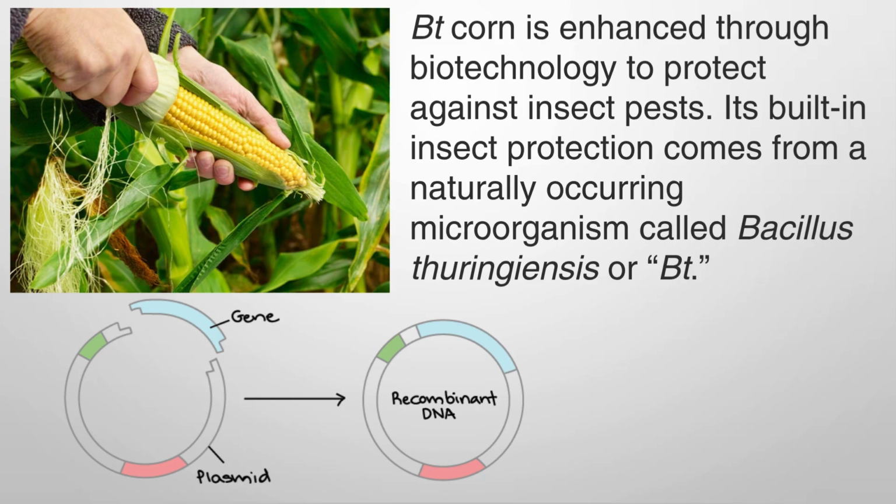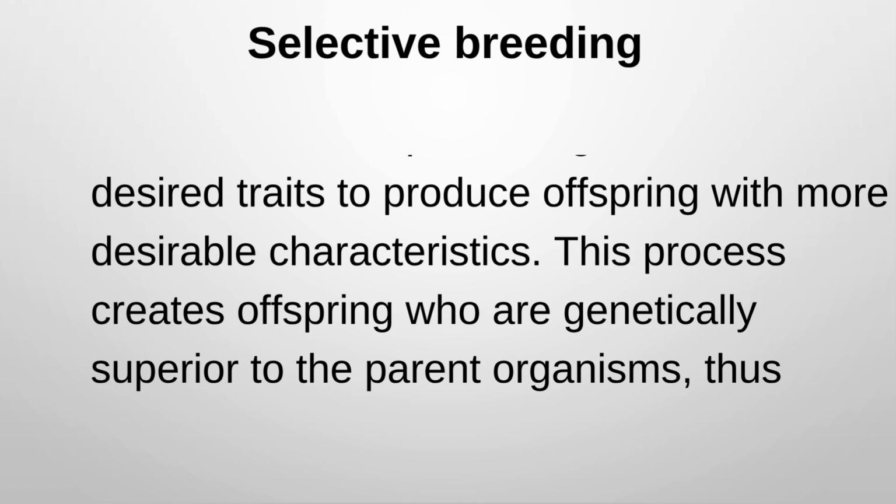Now, to create a Bt crop variety, plant scientists select the gene for a particular Bt toxin and insert it into the cells of a corn or cotton plant at the embryo stage. The resulting mature plant has the Bt gene in all its cells and expresses the insecticidal protein in its leaves. Now, farmers select parents with desirable characteristics and breed them together. From their offspring, they again choose those with the best combination of traits and breed them together. The process is repeated over many generations, and this process is called selective breeding.